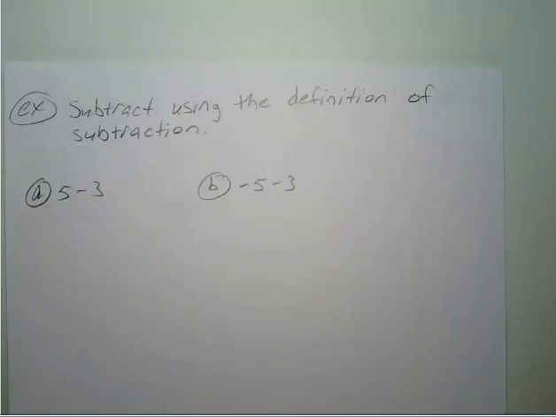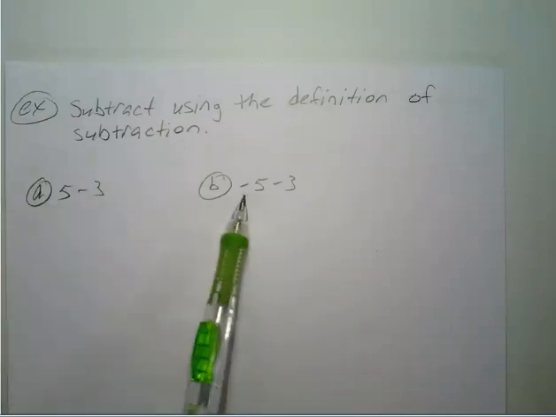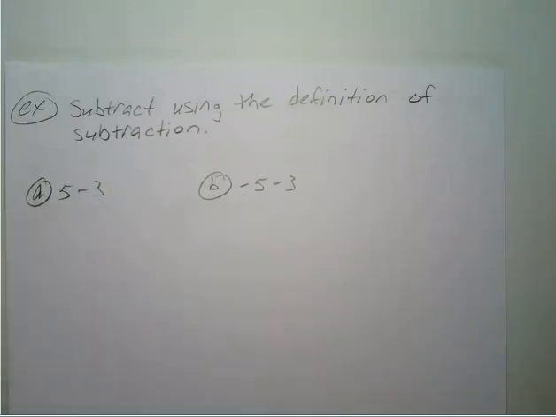Okay, so what if we wanted to subtract these using the definition of subtraction? And I know 5 minus 3 is something you can do in your head, but we want to reiterate the actual process of the definition. Okay, so you have 5 minus 3, and you have negative 5 minus positive 3.